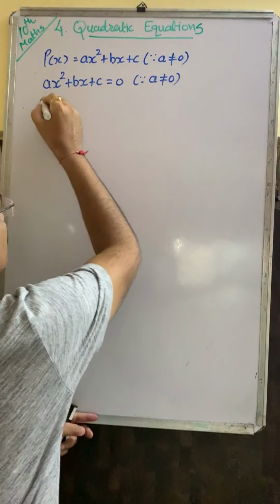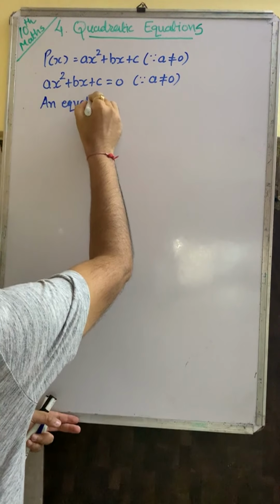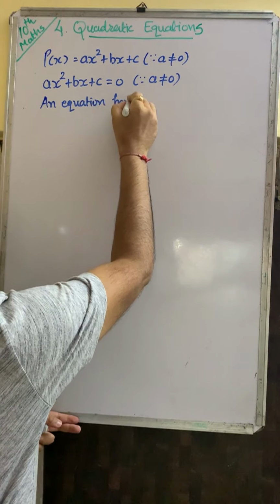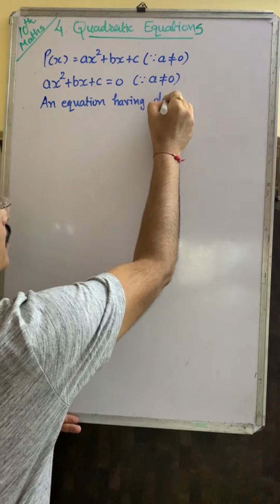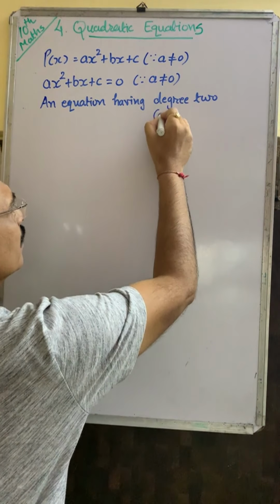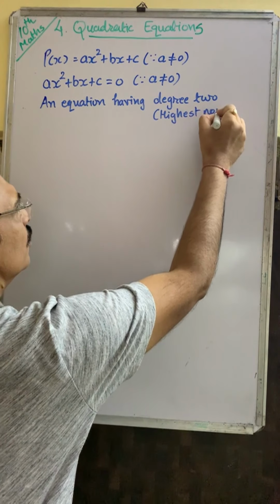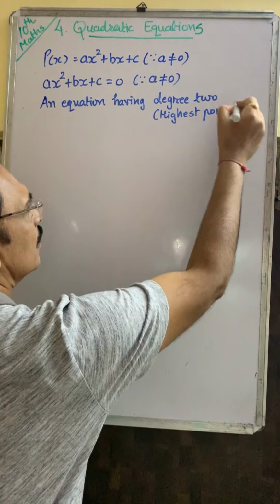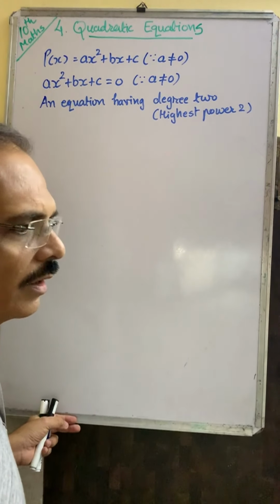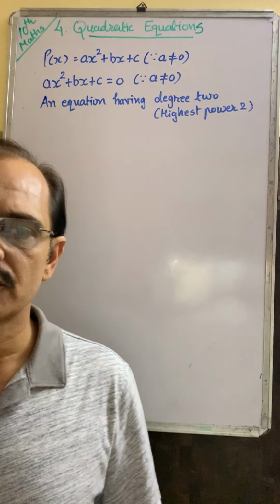You can write an equation having degree 2. Degree 2 means highest power 2. That is called a quadratic equation. So in this way you can find a quadratic equation.